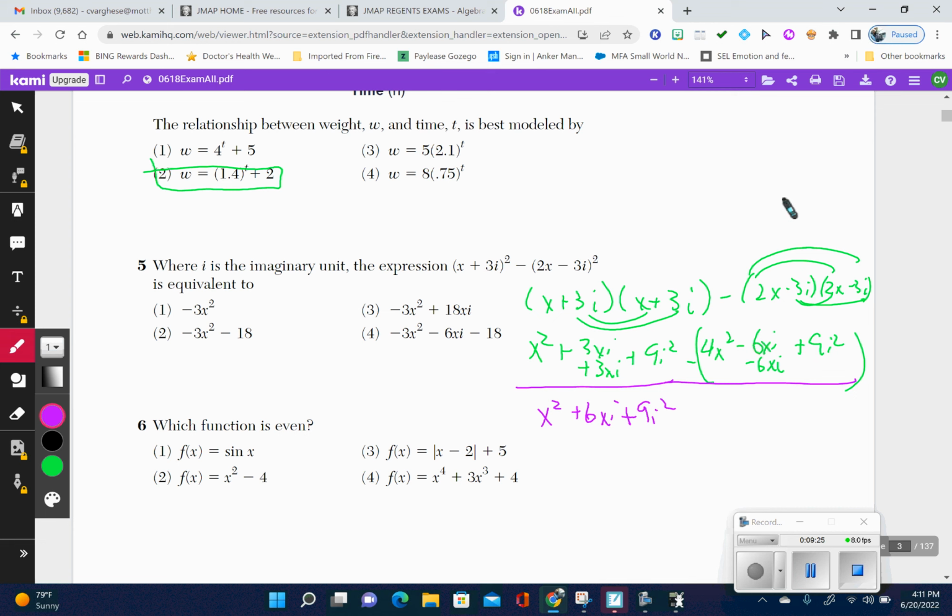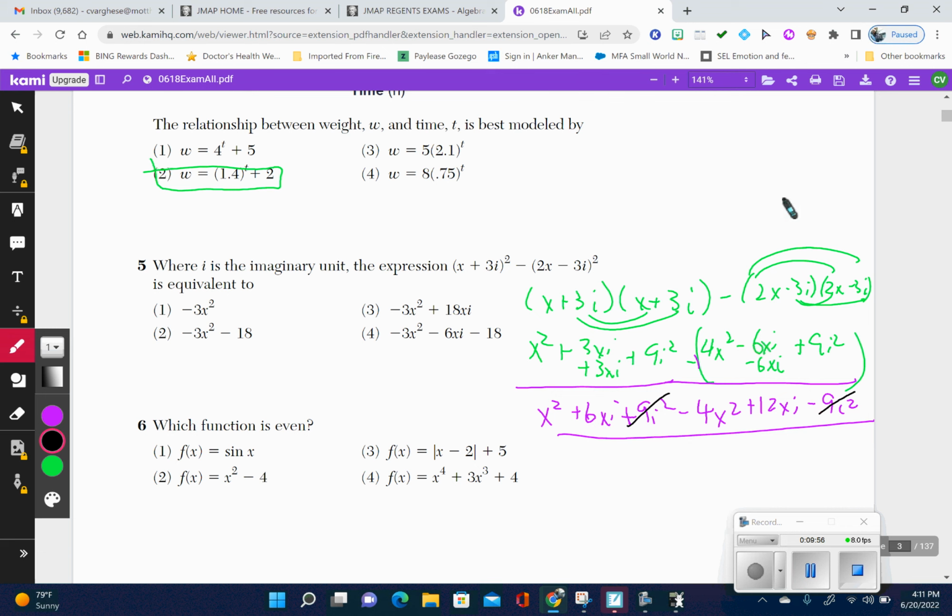And this negative sign times 4x squared is going to be negative 4x squared. This is going to be negative 12xi, but when you multiply it by the negative 1, that's going to become positive 12xi. And then this one, negative times a positive, is going to give you negative i squared. Just remember, i squared is equal to negative 1. But you don't need to know that because these two cancel out.